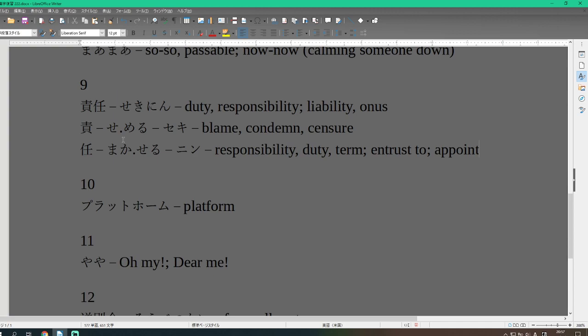So our second kanji, nin, for responsibility, has two radicals in it. On the left side we have a human, and on the right side we have the ninth calendar sign. Person's ninth calendar, to the nth degree, I guess, could be a responsibility, duty, or term. Can't think of a really good reading for this one, guys. Sorry, this one's gonna have to be rote memorization. Seki ni no nin. Person's ninth sign. Responsibility, duty, term, or to be entrusted.